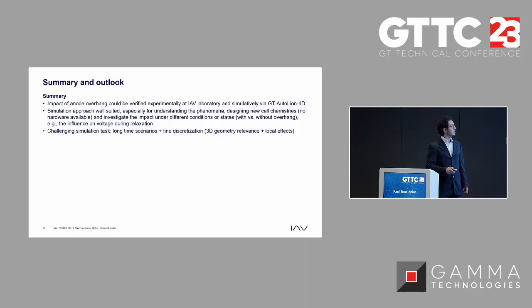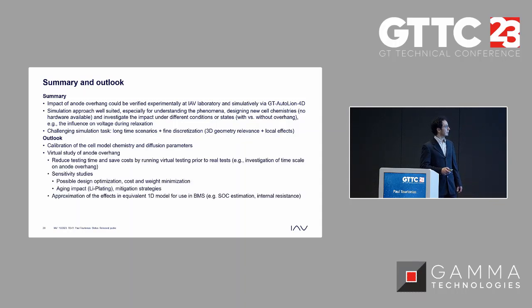So we see a very challenging simulation task because you have to couple very long simulation time scenarios to observe the effects, and it has to be also coupled with very fine discretization if we want to look at these very local effects in the cell. So, outlook, some different points. On one side, we can have a look at the specific chemistry, so to calibrate the model to what we have measured and go on with that work.